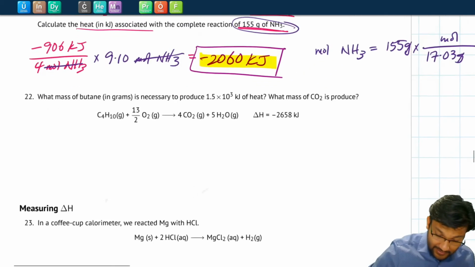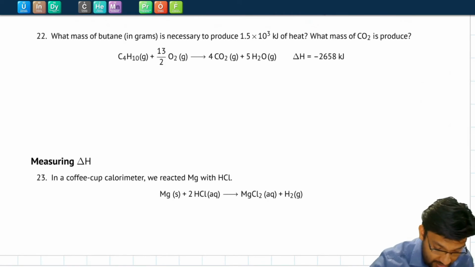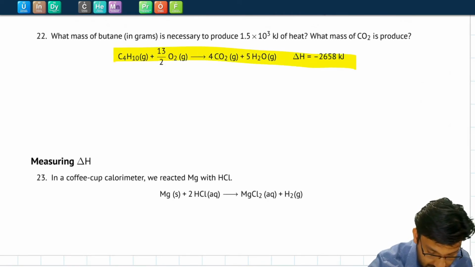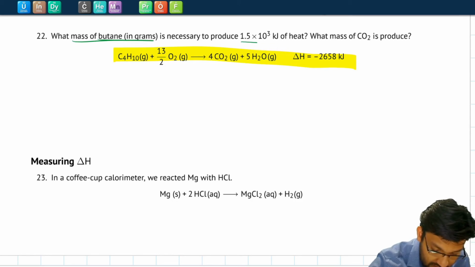All right, let's look at number 22 now. They'll also give us the balanced thermochemical equation. So this value is for 1 mole of C4H10 or 13 over 2 moles of oxygen or 4 moles of carbon dioxide or 5 moles of water. But let's look at the question and see what they're asking. They ask for the mass of butane to produce this amount of heat.